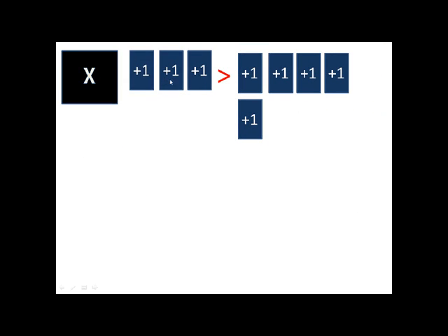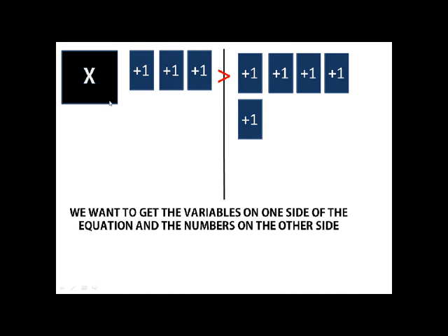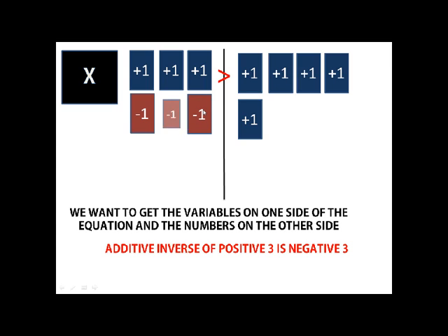Now, these are our tiles again. So what do I need to do to get the x by itself on one side of the inequality and the numbers on the other side? Well, I would use the additive inverse of 3, which is negative 3. So I put in negative 1, negative 2, and negative 3. And each one of these blue tiles cancels out when you add each one of the red tiles. So you have plus 3 and negative 3 which when added together equals 0.